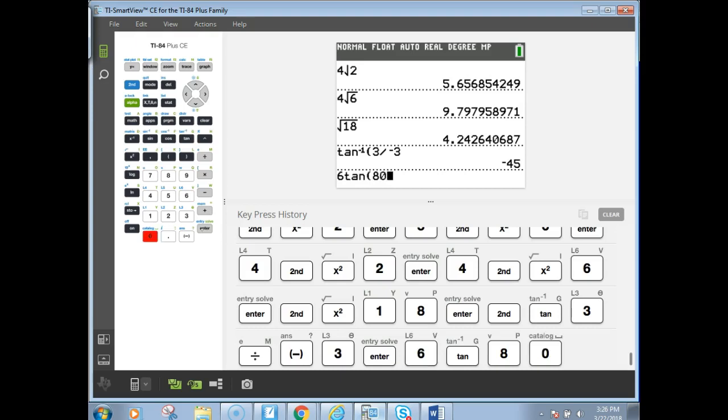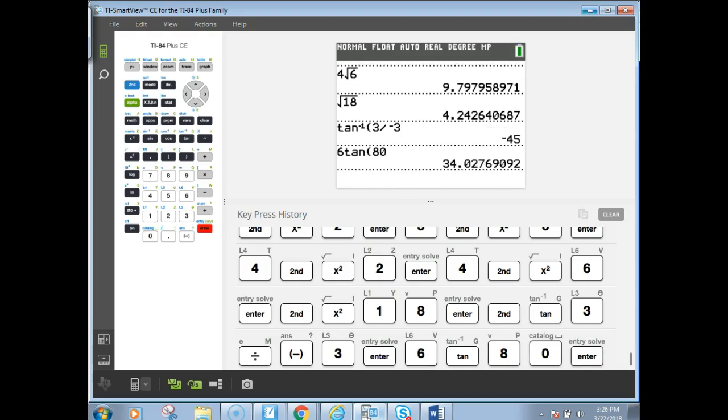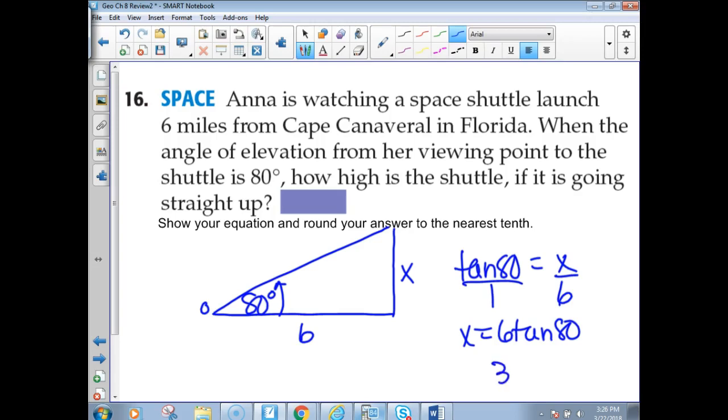34? Oh, that's way up there then. 34 miles. 34 miles up. How could you see 34 miles up? Wow. It's incredible.